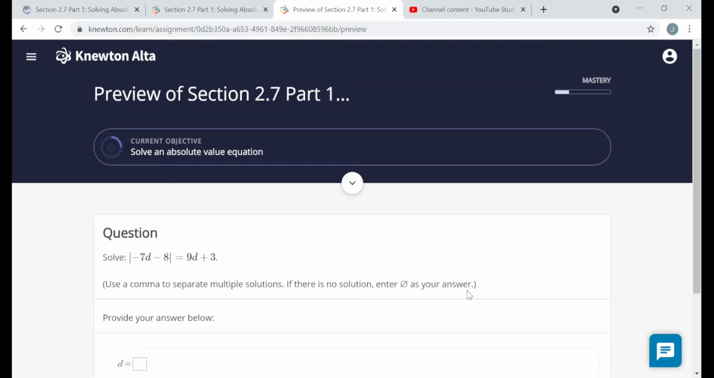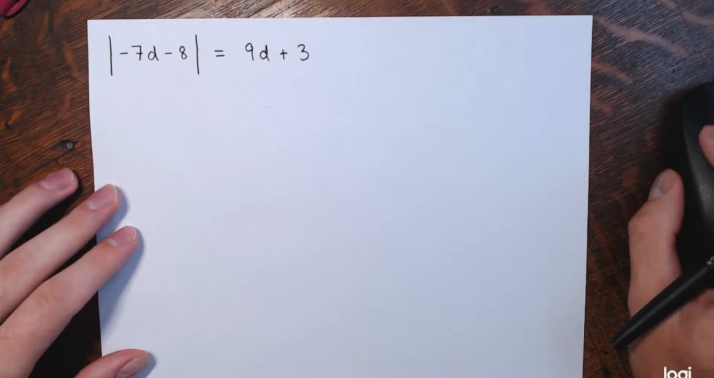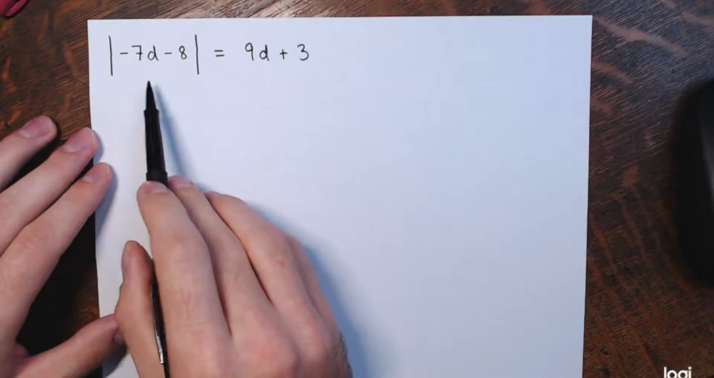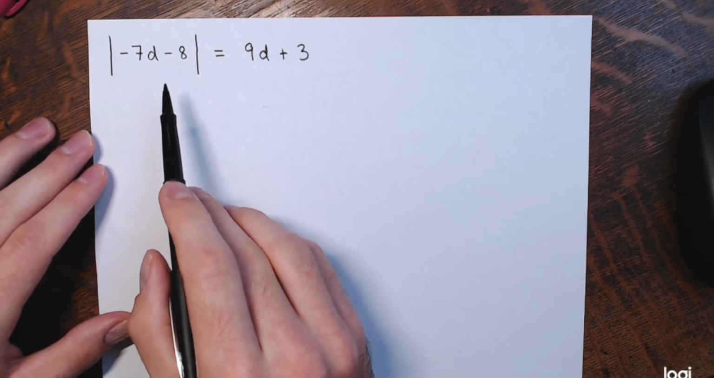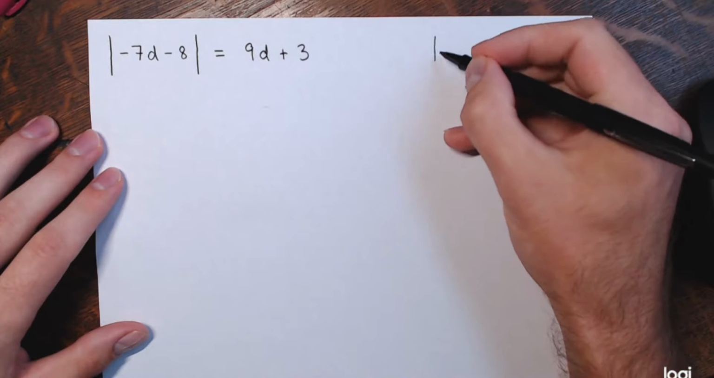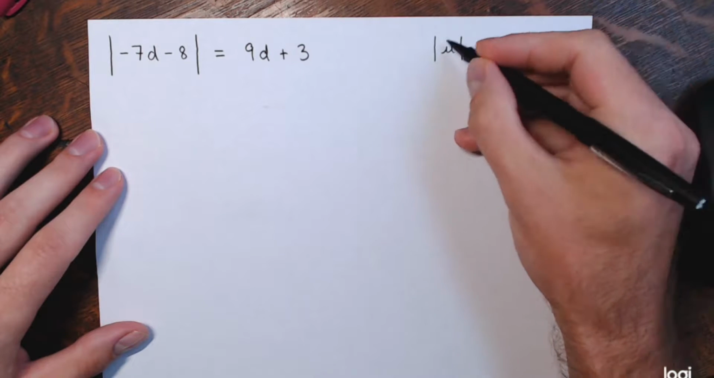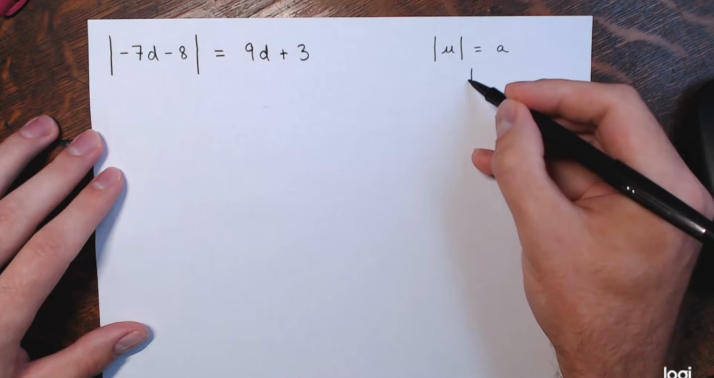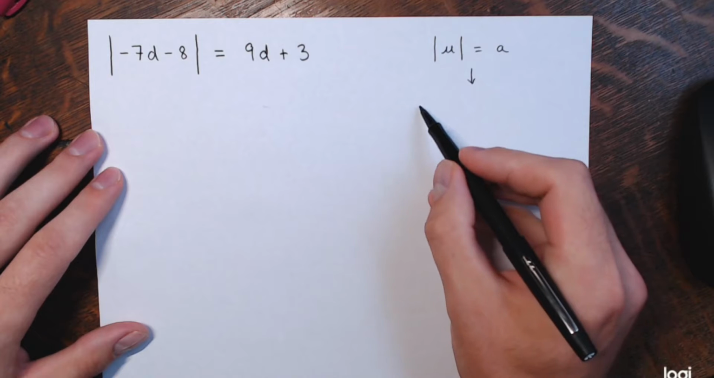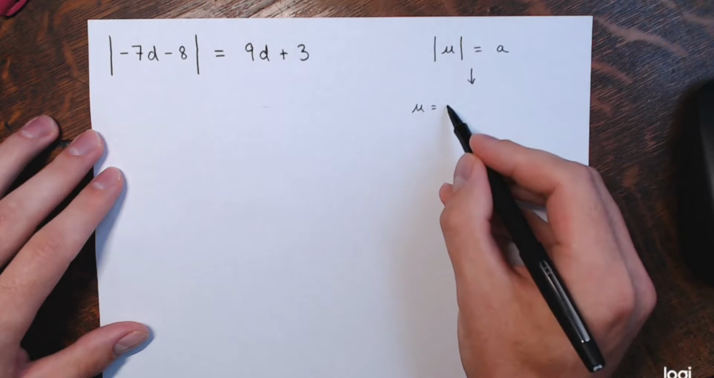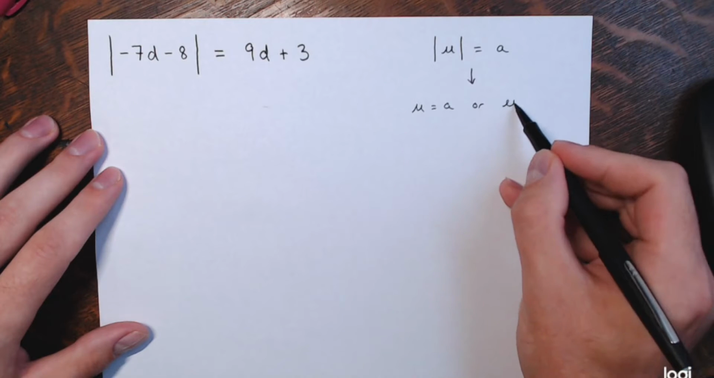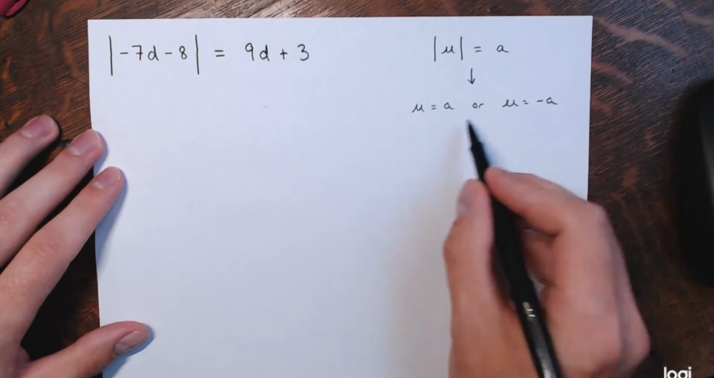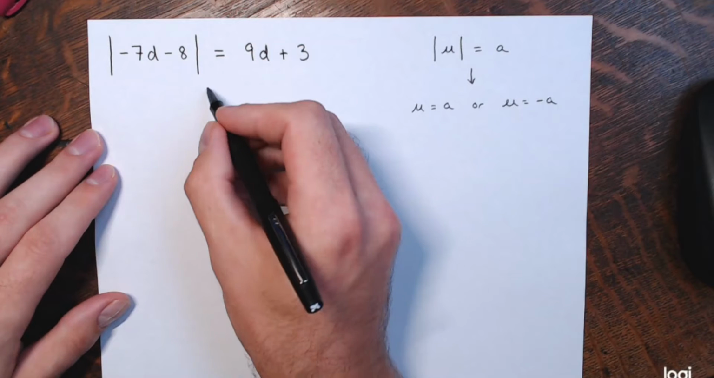So again, I'm going to write this out, and we'll go through it. Once again, it's already set up the way I want. I'll write that once more. We want the absolute value of something all by itself on one side, and then some other expression on the other. And then once I've got that, we write the equivalent. This is equivalent to saying that u equals a, or u equals the opposite of a, and then I solve these and check.